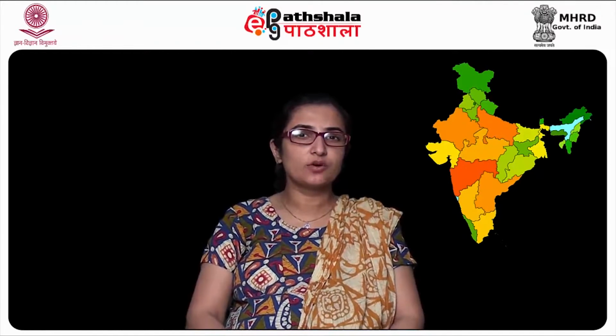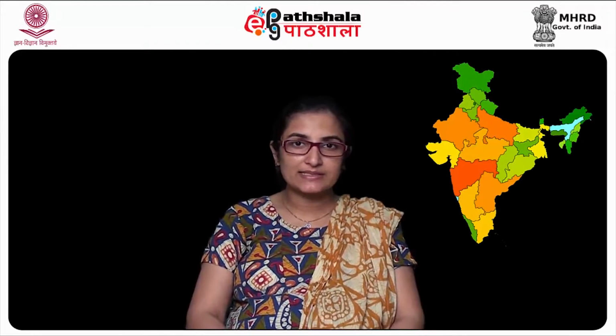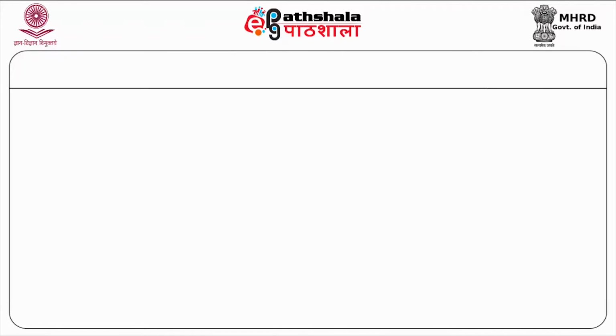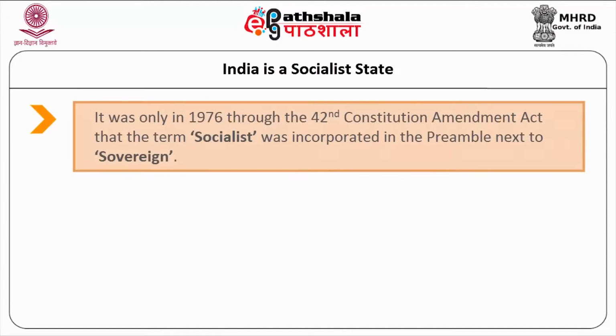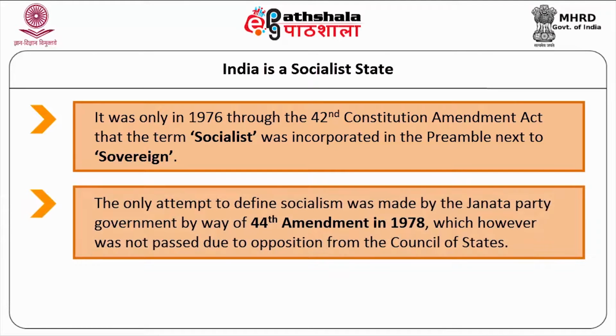Secondly, India is a socialist state. What is the meaning of socialism? It has not been described anywhere in the Constitution, and it is also a term which was not part of the initial preamble, but it was added by the 42nd Amendment of 1976, and hereby the terms socialist and secular were added in the preamble to the Constitution. The Janata Party first tried to explain this term with the 44th Amendment Act, but it could not be made possible because of the opposition from the Council of States.